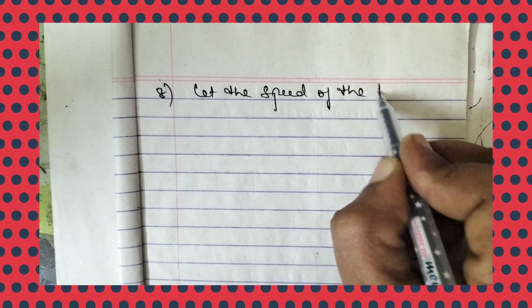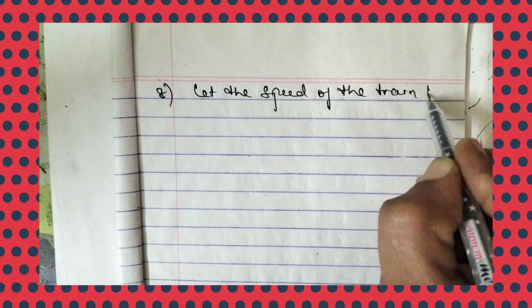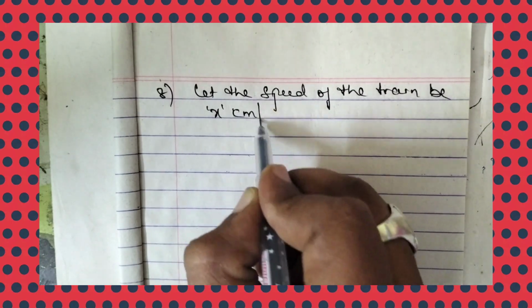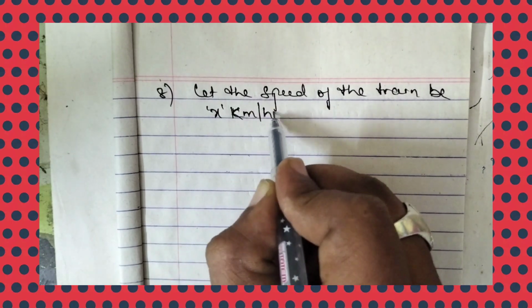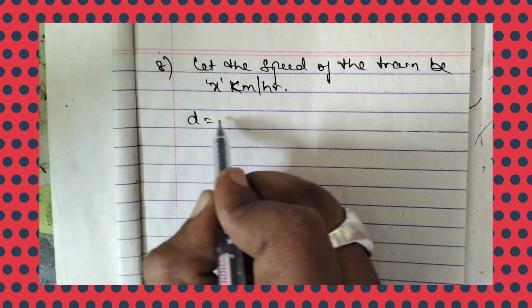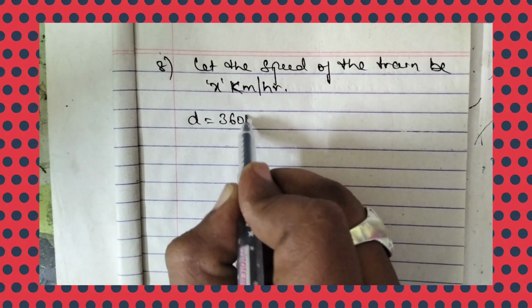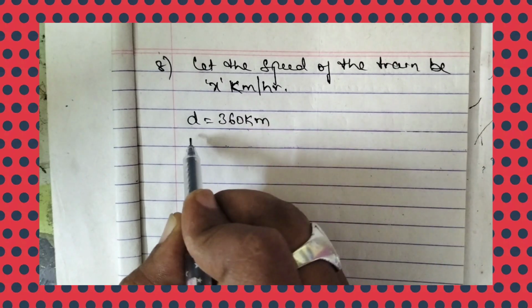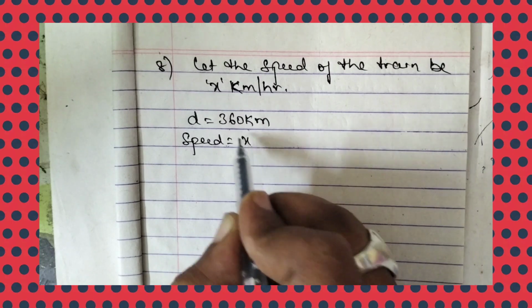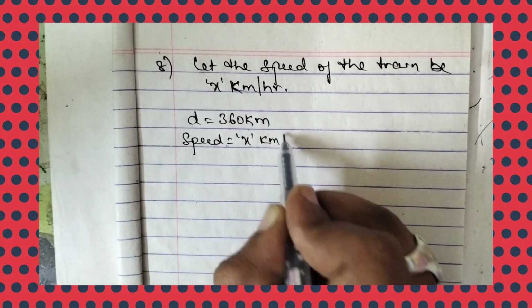So let the speed of the train be, what is the speed of the train? X kilometer per hour. So this is the speed of the train. Now the distance to be traveled is equal to 360 kilometer. This distance should be traveled with a speed of X kilometer per hour.